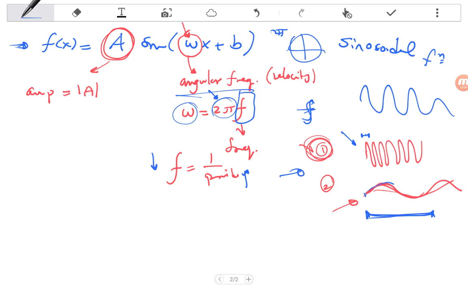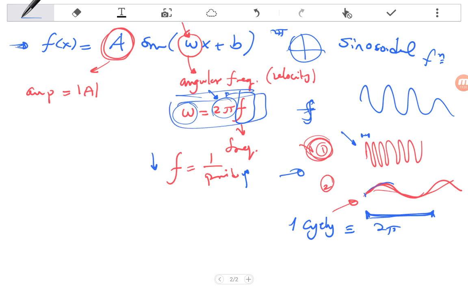So if you want to measure what angle you achieve in a given time, you just multiply the frequency by 2 pi, because one cycle is represented as an angle of 2 pi. Okay. So that's why this is called 2 pi f.